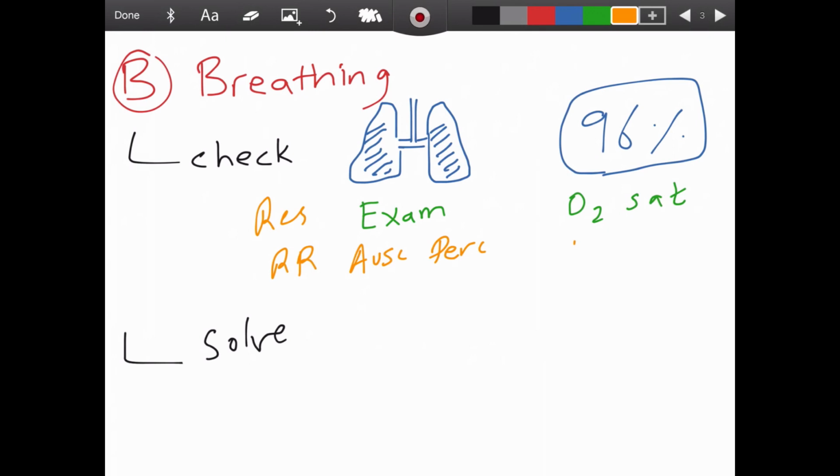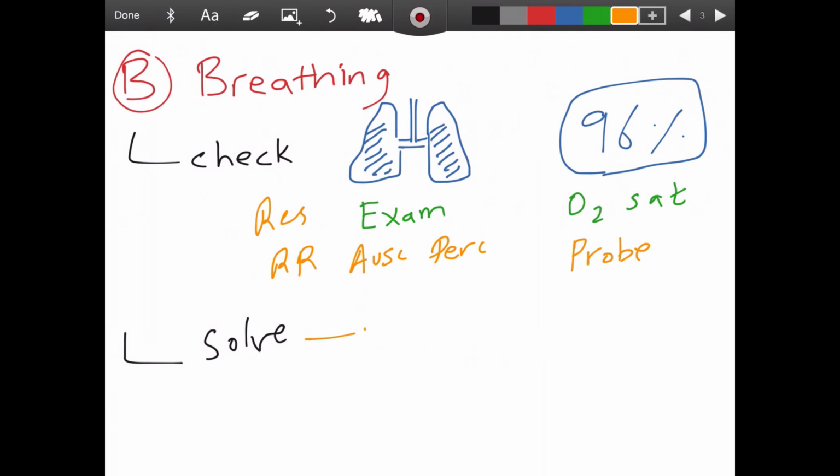Second thing we have to check is the patient's oxygen saturation. This is important, and the way we can do that is we put an oxygenation probe which will tell us whether the patient is oxygenated enough. So these are the two things that we have to do in breathing. Respiratory exam, check the patient's respiratory rate, auscultate, percuss, and put on a probe, an oxygen monitor, and see if the patient is oxygenating. This will give you an idea of whether he's able to take in oxygen and then use it.